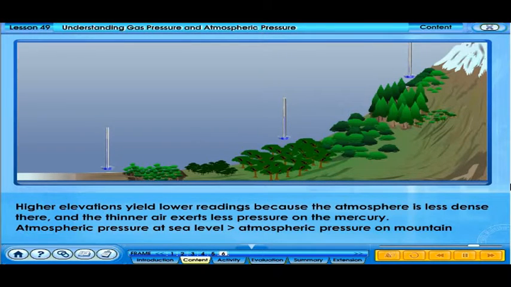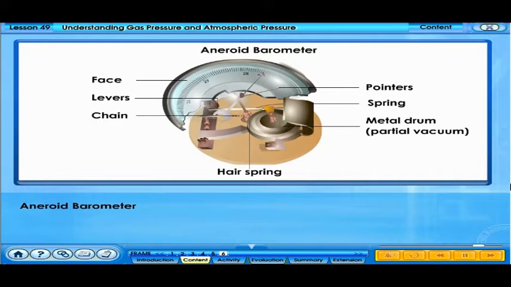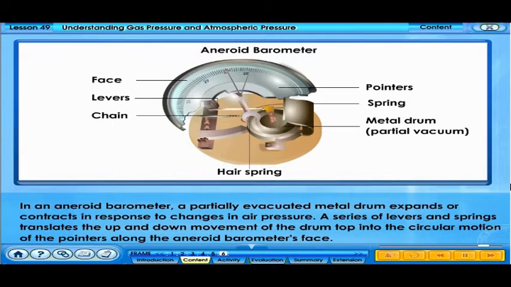Atmospheric pressure can also be measured using an aneroid barometer. In an aneroid barometer, a partially evacuated metal drum expands or contracts in response to changes in air pressure. A series of levers and springs translates the up and down movement of the drum top into the circular motion of the pointers along the aneroid barometer's face.